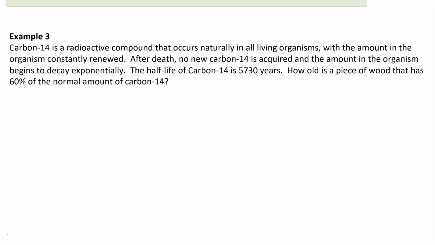Well, in this problem, we're given that the half-life of carbon-14 is 5,730 years, and we can use our half-life formula to figure out the value for R. The half-life formula is T equals the natural log of 2 divided by R. We know that half-life in this situation for carbon-14 is 5,730 years. So we can plug that in for T and then solve for R. Multiplying by R and dividing by 5,730 gives us R equals the natural log of 2 divided by 5,730.